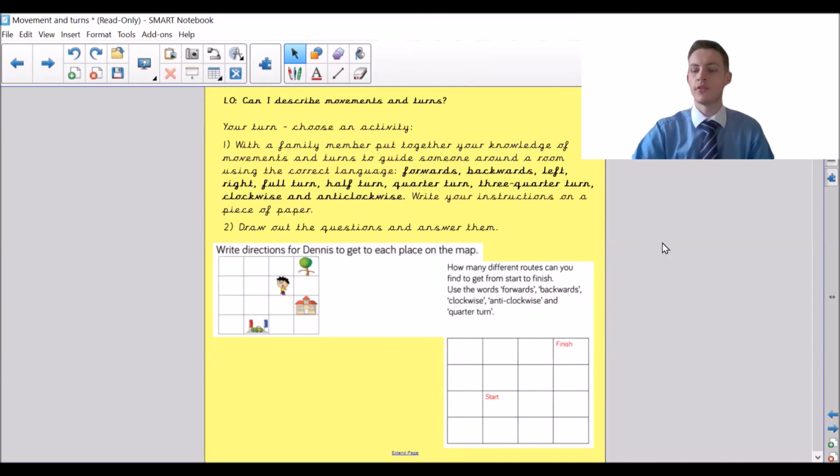The next part of our activity today is to draw out the questions and answer them. So I've got 2 questions below here, and you need to draw these out and then answer them. So I'll make them bigger on the next screen so that you can see them nice and clearly.